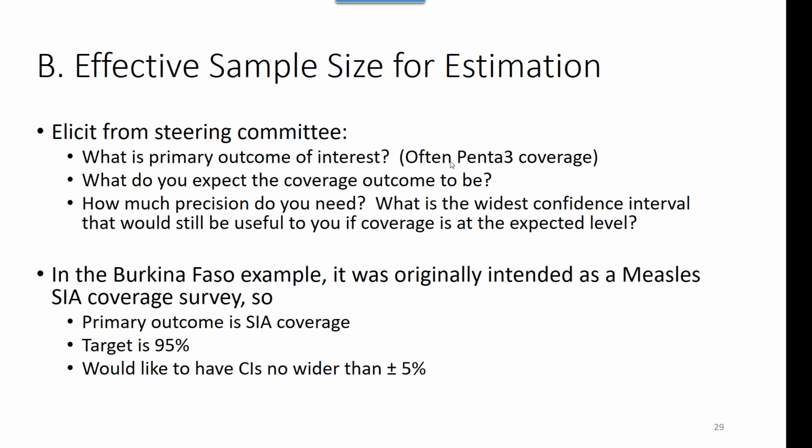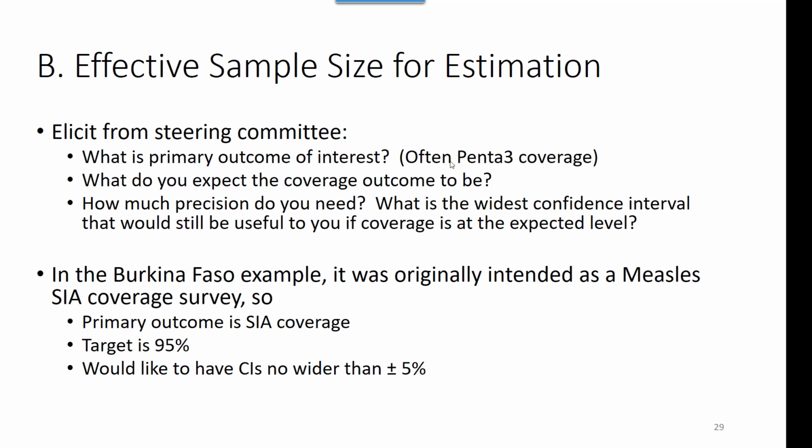This seems a little counterintuitive because if we knew the outcome, we wouldn't have to do the survey. But the committee, they will have an idea of what coverage should probably be, and they'll be able to give you a response. And then the next question is, how much precision do you need? Or how much imprecision can you live with?